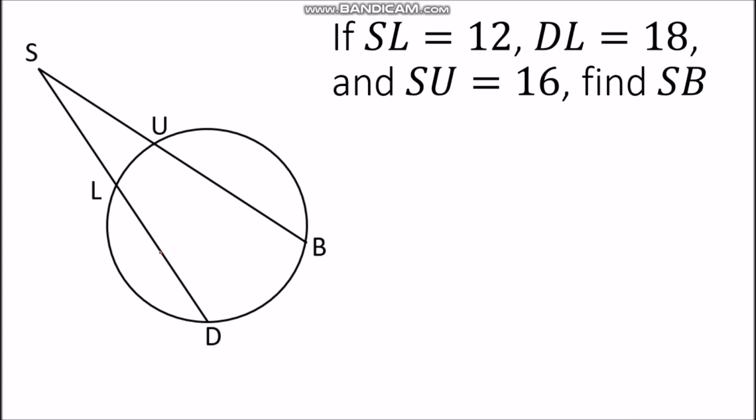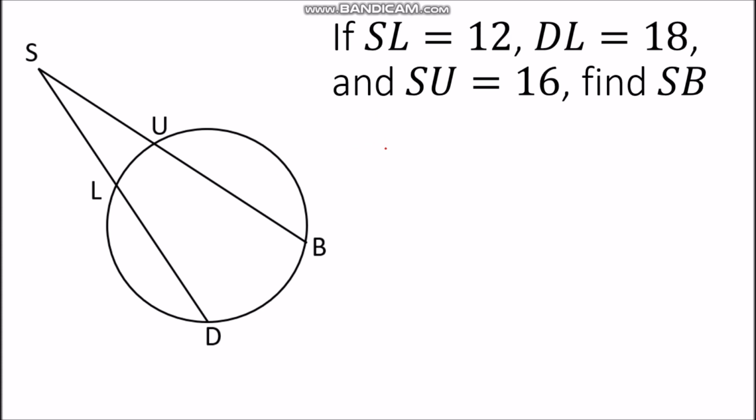Same case with the second secant. We have segment LD, which is the internal part, and segment SL, which is the external part of secant SD. Now, if SL is equal to 12, DL is 18, and SU is equal to 16, we need to find the measurement of SB, which is the secant.